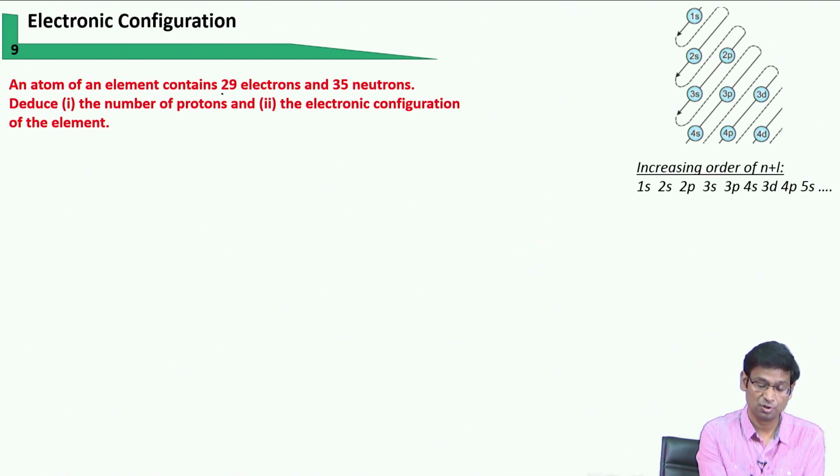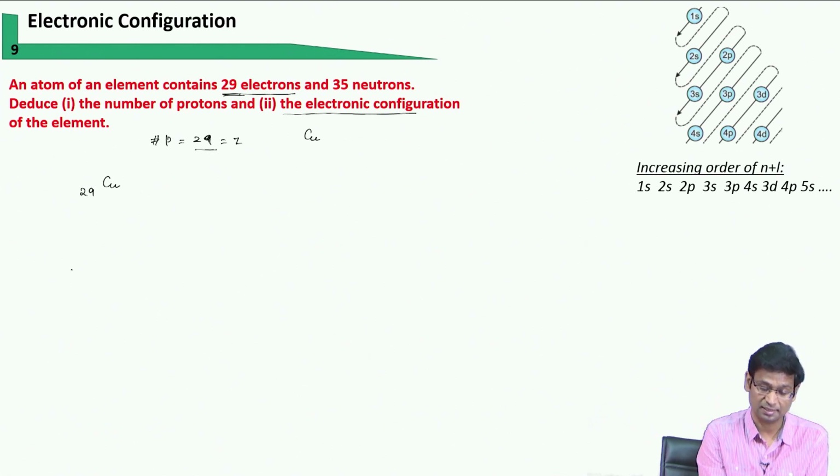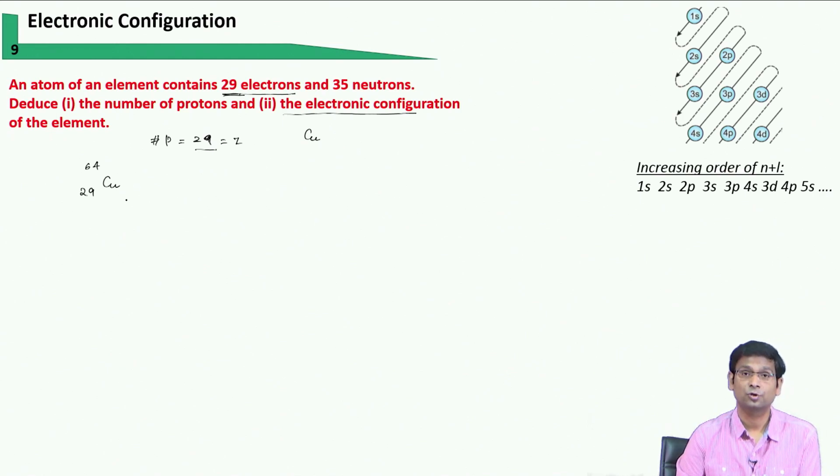So therefore we already know, if it is an atom and not an ion, it has 29 electrons. So therefore the number of protons is going to be 29. If we know number of protons is 29, that means Z is 29. So we know which atom we are talking about. This is copper. And it asks to find out the electronic configuration of this element. So this is copper, 29 is its Z value, and the mass number A is 29 plus 35, that will be 64. We will have to find out the electronic configuration for this.